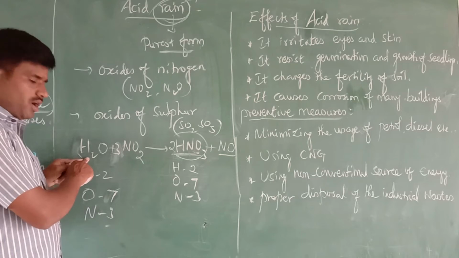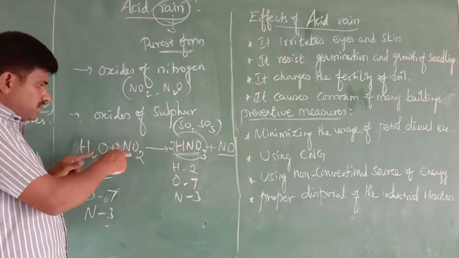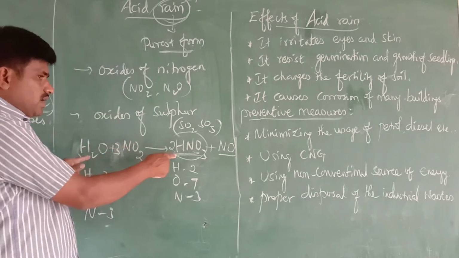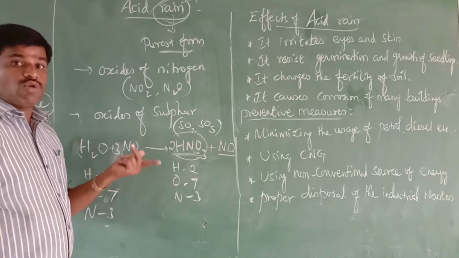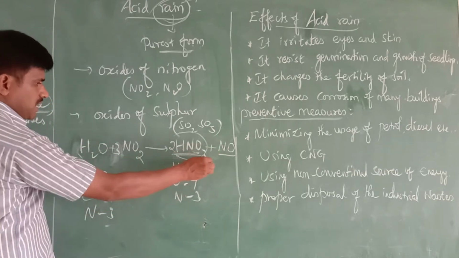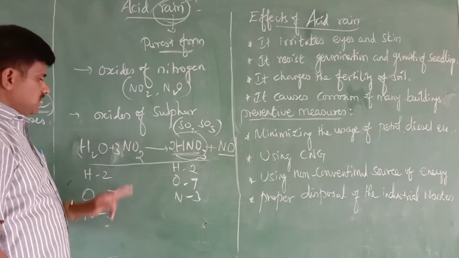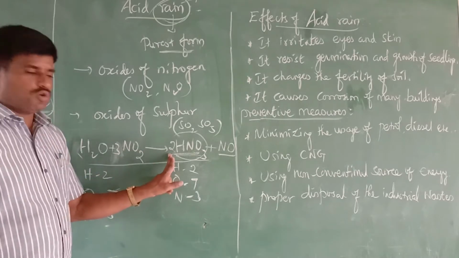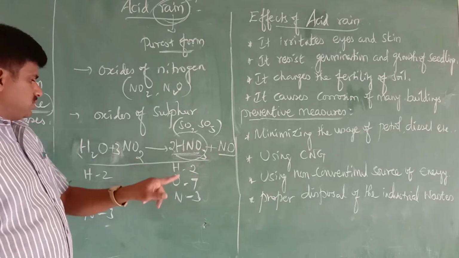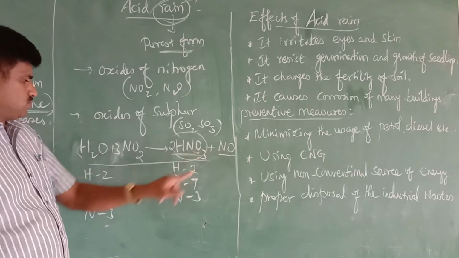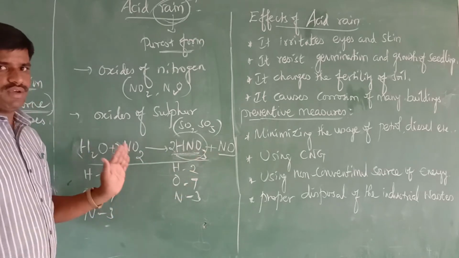That is 1 mole of water reacting with 3 moles of nitrogen dioxide. The product is 2 moles of nitric acid and 1 mole of nitric oxide. This is the balanced equation: H2O plus 3 NO2 gives 2 HNO3 plus NO. 2 plus 1 is 3 nitrogen. 2 3s are 6 plus 1 is 7 oxygen. Now the equation is balanced.